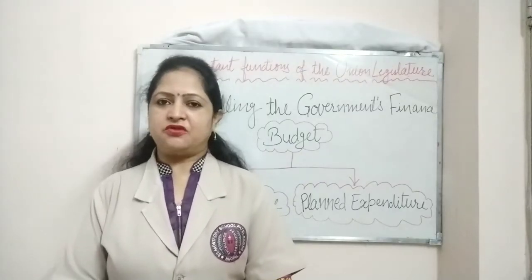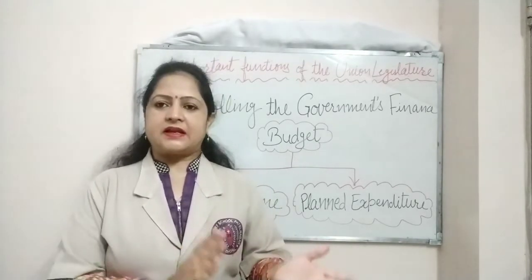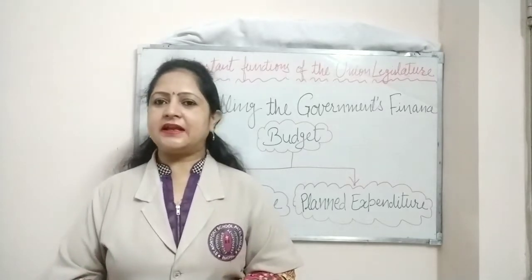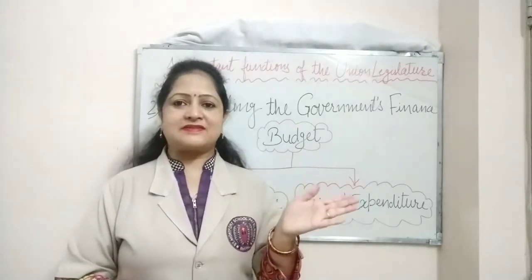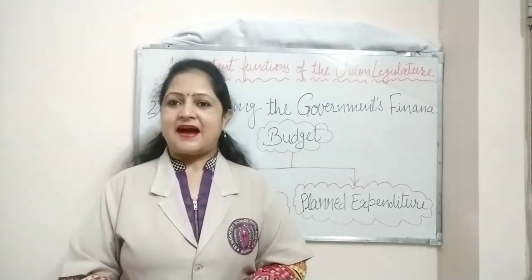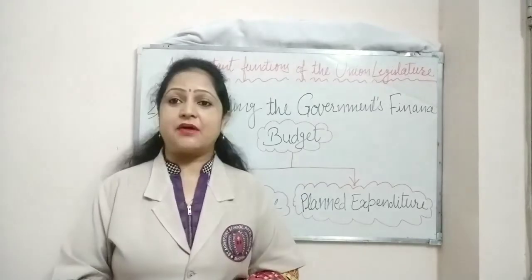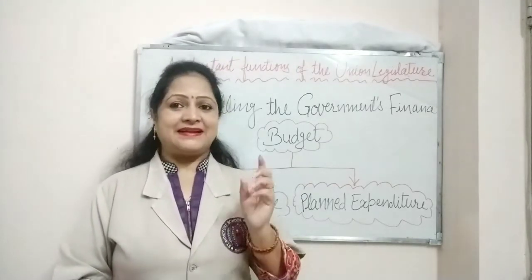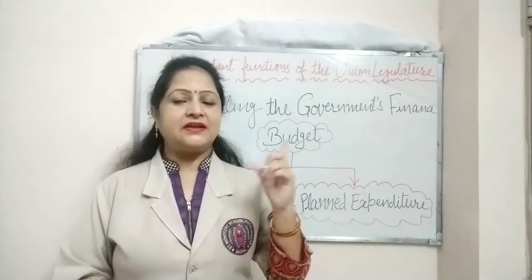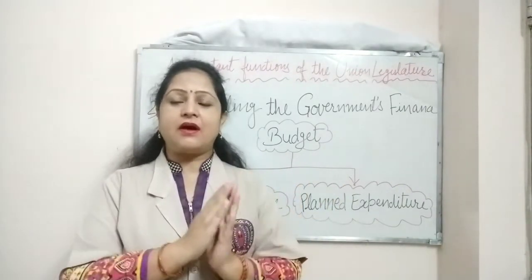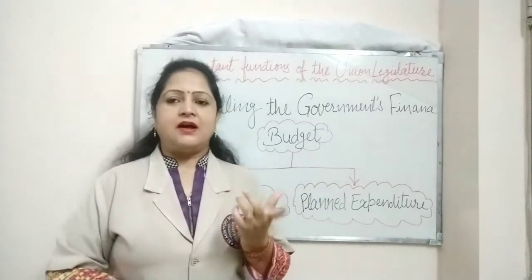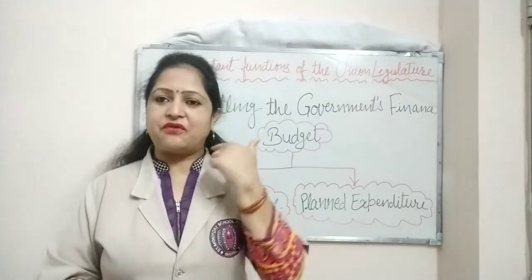So, let's continue with our chapter Parliamentary Government, the Union Legislature. Till now, I have already explained about Lok Sabha, Rajya Sabha, and the functioning of the Parliament. After that, I started telling about the functions of the Parliament. In that, I have already told the first function of Parliament, that is making laws. I told you how a bill becomes a law. For becoming a law, a bill has to pass through the following stages.